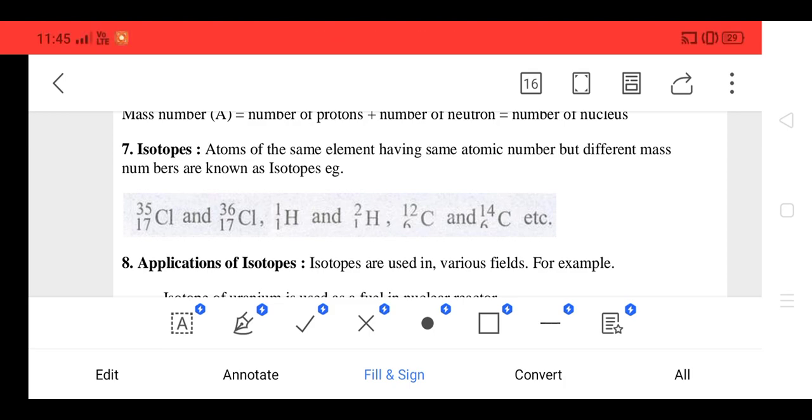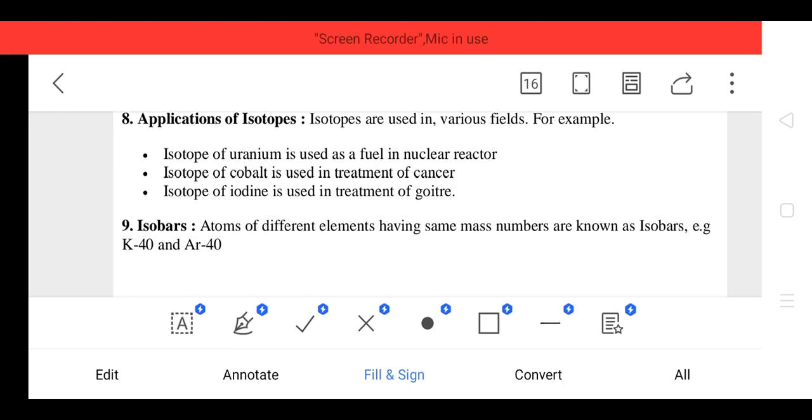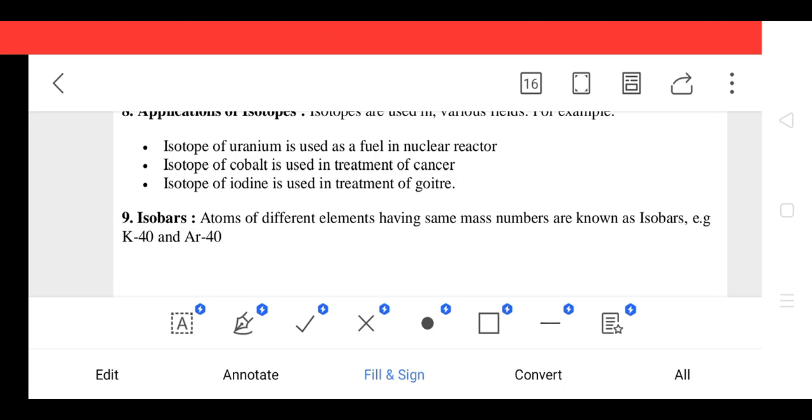So what are the applications of isotopes? Where are these used? These are used as a fuel in the nuclear reactor, and the cobalt isotope is used in the treatment of cancer. The isotope of iodine is used in the treatment of goiter. There are many other applications you can find out. At least you have to know 5 applications of isotopes.